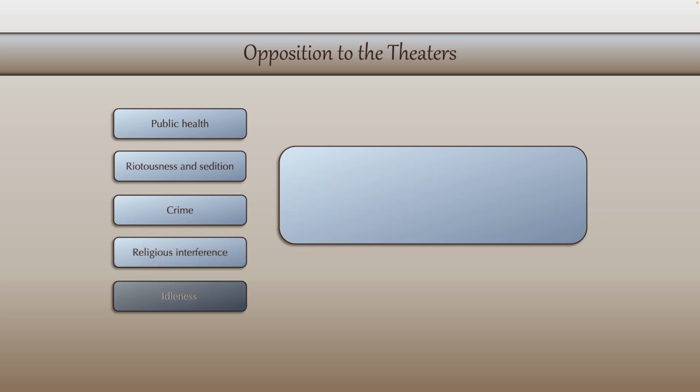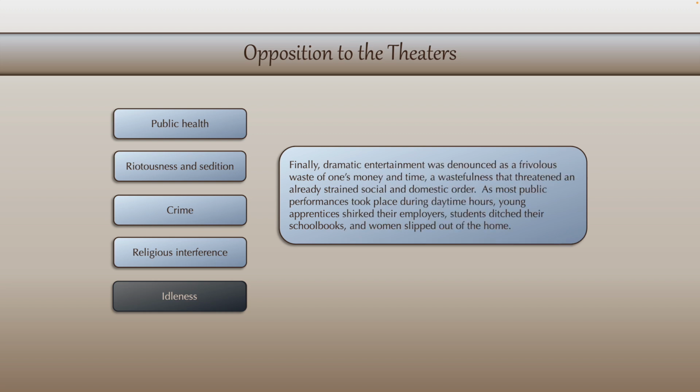And finally, there's idleness. Dramatic entertainment was denounced as a frivolous waste of one's money and time. A wastefulness that threatened an already strained social and domestic order. As most public performances took place during daytime hours, they didn't have electricity, of course, plays were generally performed during the daytime. And so young apprentices wouldn't go to work. They would shirk their employers, students ditched their school books, and women slipped out of the home, none of which, of course, pleased the authorities in London.